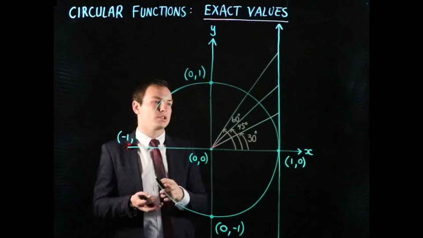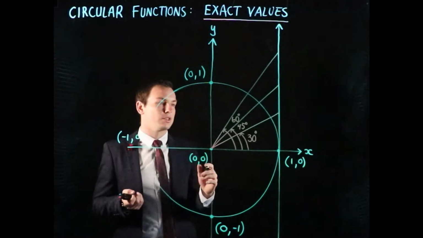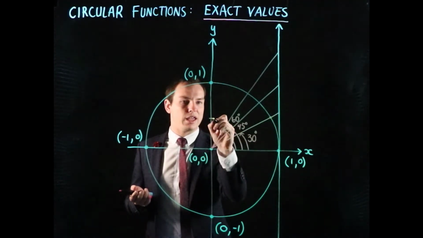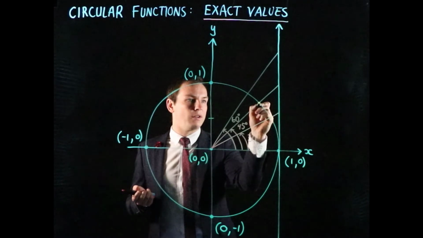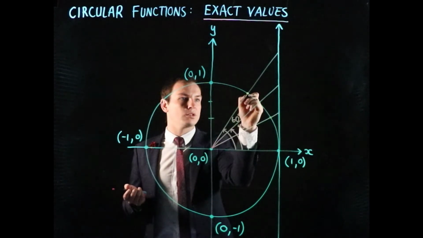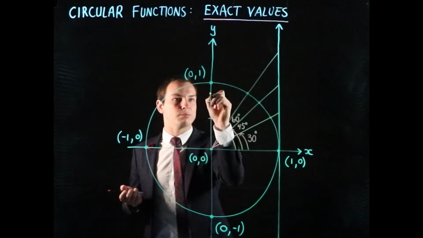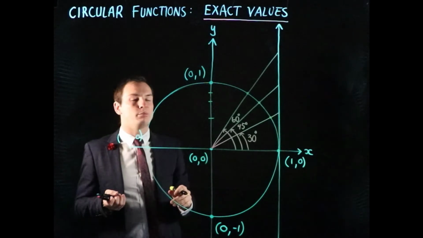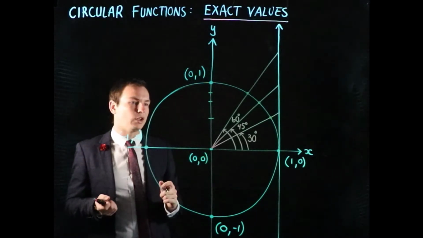Thinking first of all of the sine values, we want the y value at this point, which would be about there on the unit circle. We want the y value at this point, about there on the unit circle. And we also want the y value at that point, about here on the unit circle. These aren't exactly to scale, but they'll help us remember these exact values well.